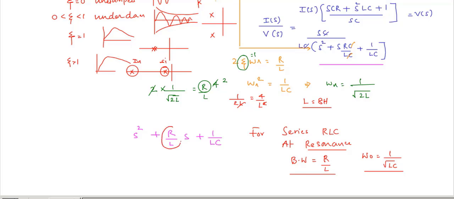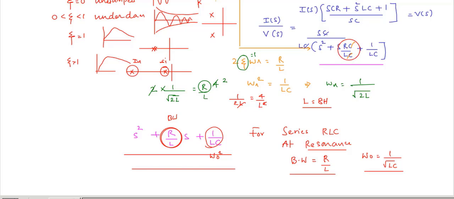So you see here, this is the bandwidth, and this is the resonant frequency omega naught square. In this transfer function, if the series RLC circuit is at resonance, he will ask for the bandwidth or resonant frequency. If he directly gives the denominator of the transfer function in the second order form, omega n square by s square plus 2 zeta omega n s plus omega n square, then for a series RLC circuit, what is the bandwidth?